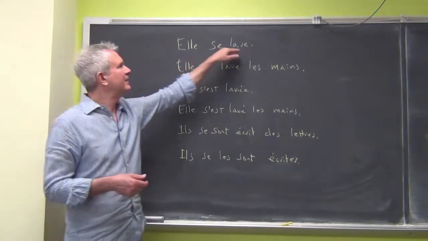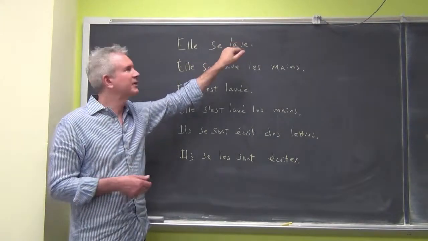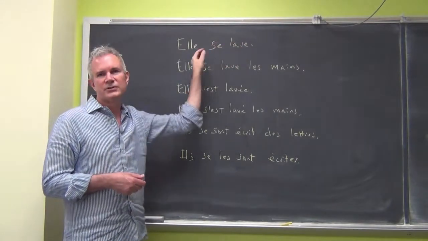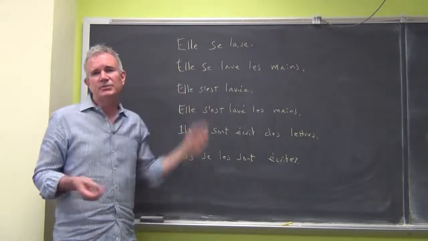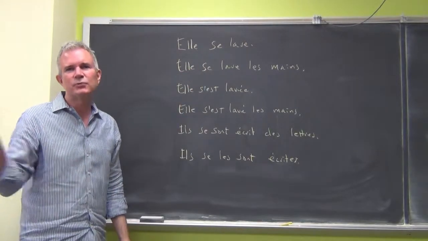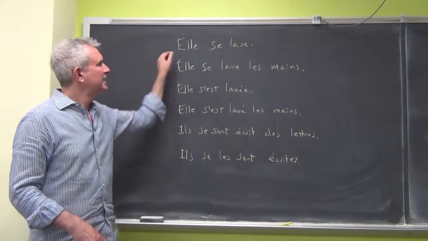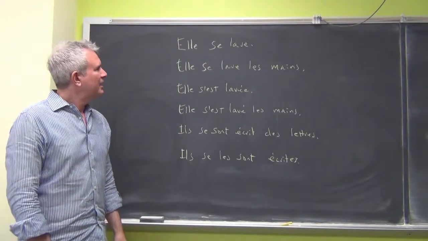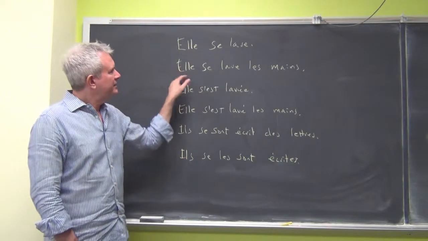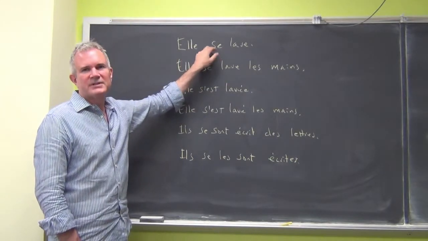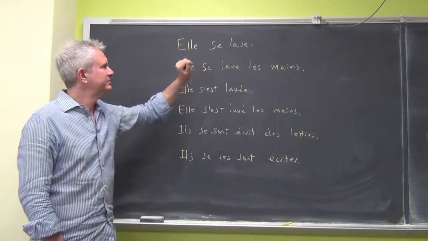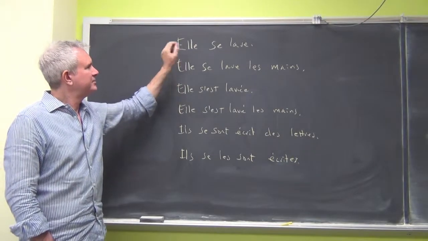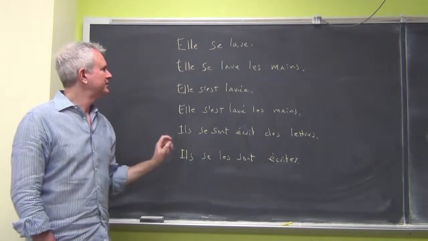So, elle se lave. Laver, it's a regular ER verb that means to wash. She washes herself. In English, we would frequently say, she's washing. What is she doing? She's washing. In French, you would say, elle se lave. So here it is as a direct object. The se is a direct object. This is the subject, the verb, and the direct object.